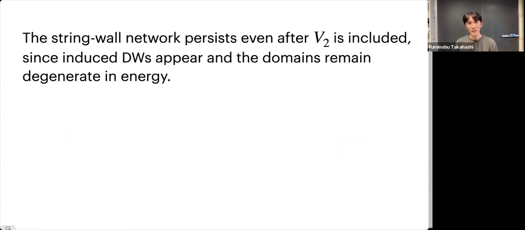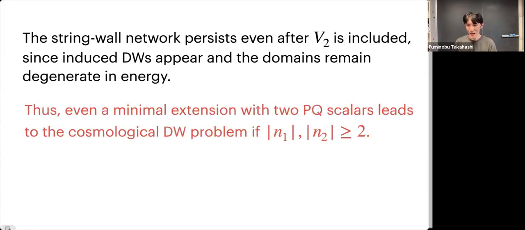So this means that even if we include V2, the string wall network found so far persists because there's no potential bias between different vacua, so they are stable. And so we still have the domain wall problem even if we include the V2 potential. Okay. So this is one of the important conclusions of our study.